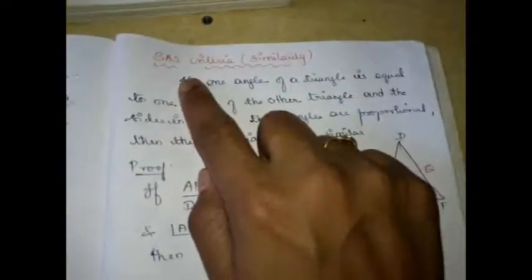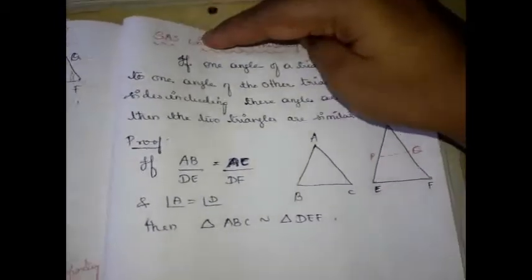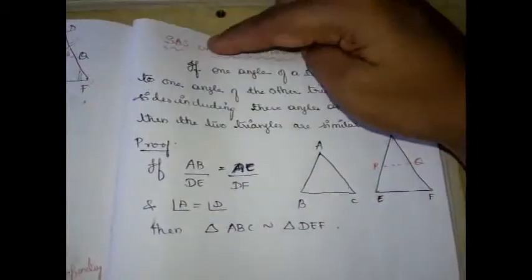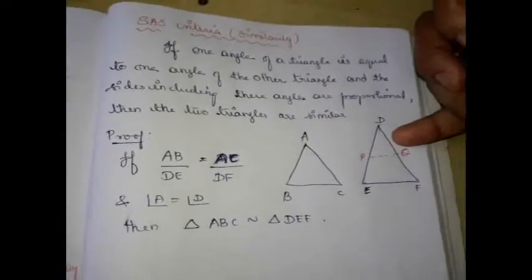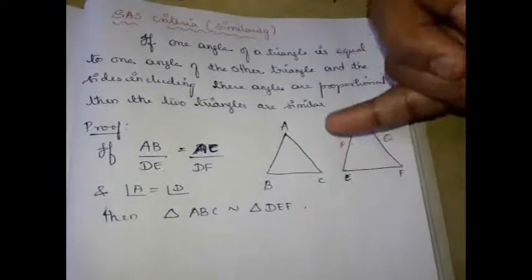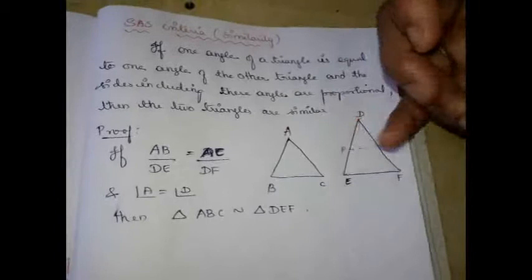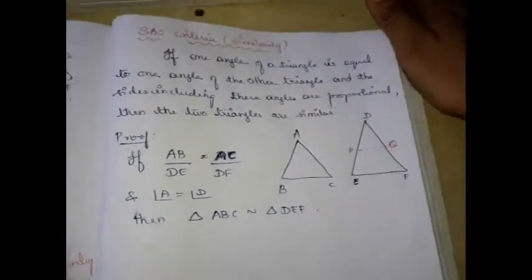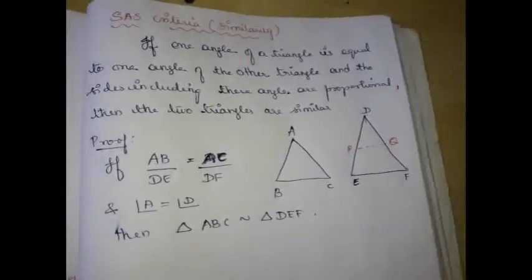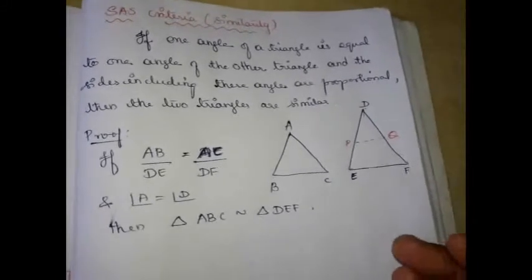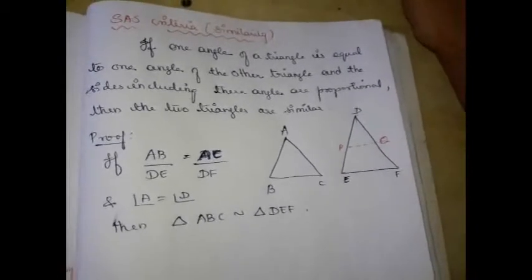The next criterion is the SAS criterion, as we had in our congruency. What is SAS? Side angle side. So what does this imply? If two corresponding sides are in proportion and the included angles are equal, the two triangles will become similar. That is, if AB by DE equals AC by DF and angle A equals angle D, which is the included angle, then the two triangles will become similar. Actually, SAS was an axiom in our congruency, but here it is a theorem. We can prove it very well as we did for the previous theorems. I am not doing the proof here. Hope you can understand. You can do it on your own as we did the previous proofs, right?